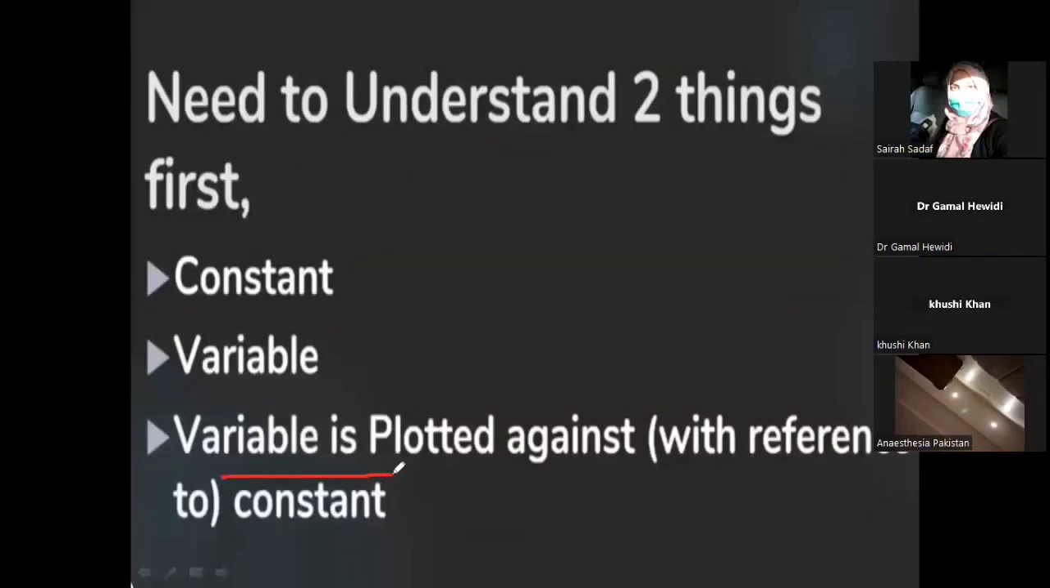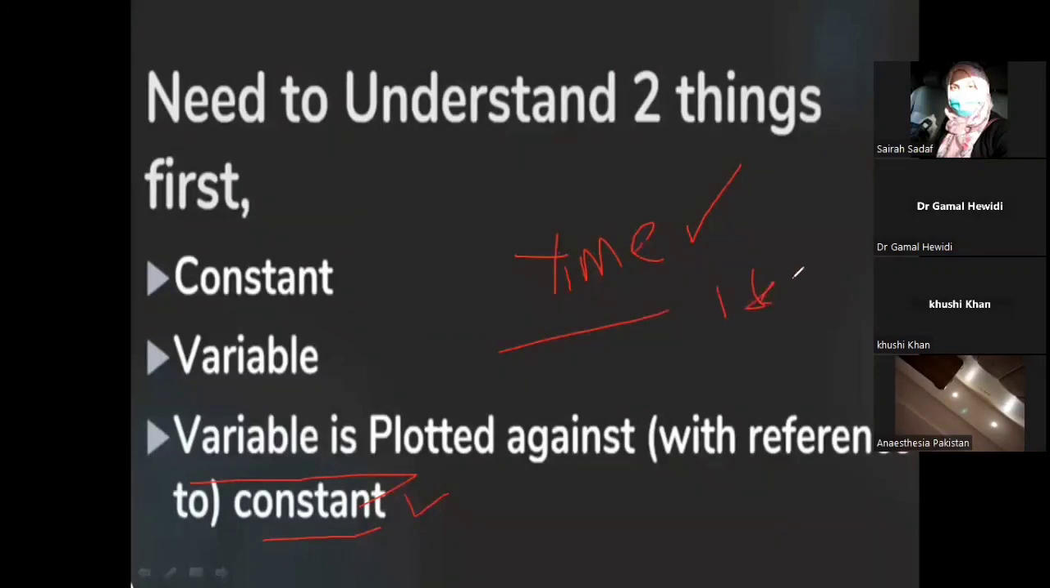So a variable is plotted against a constant and it will make a curve. Okay? I will repeat again. The variable which is plotted against the constant will make a curve. And what is the constant here? It is time. Now you will ask, how come time is constant? Time is changing. Yes, time is changing, but time is changing at fixed intervals.